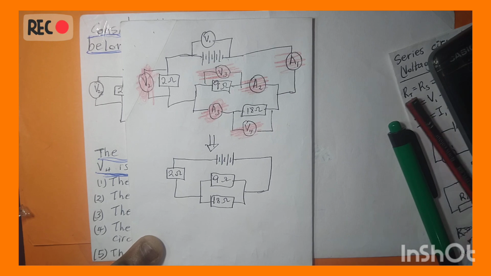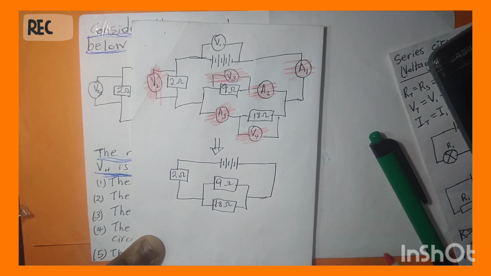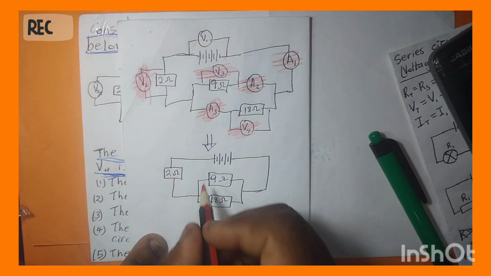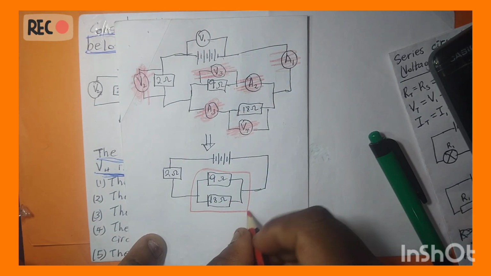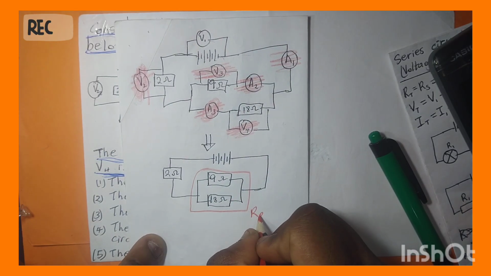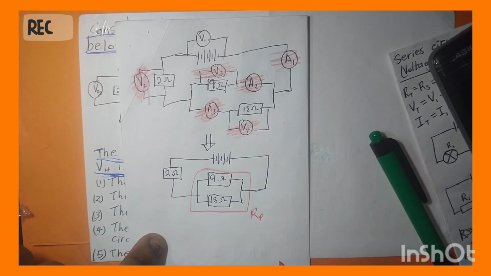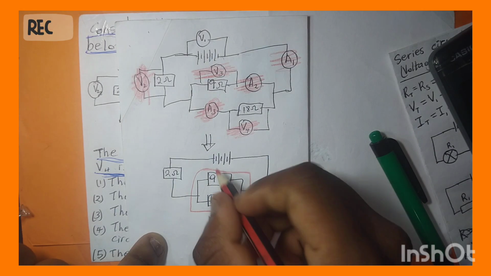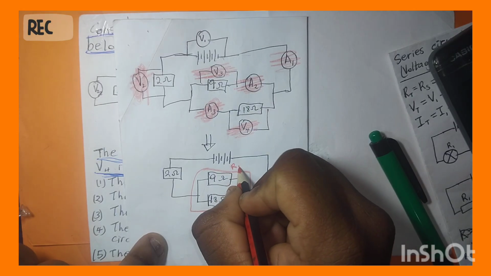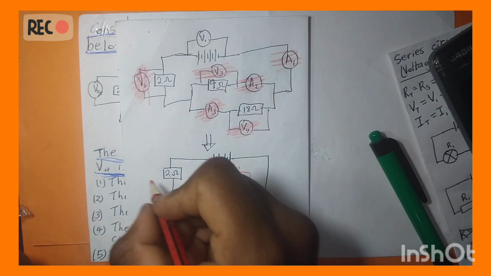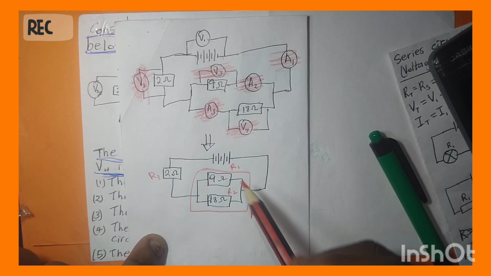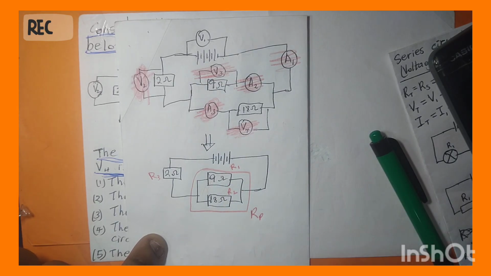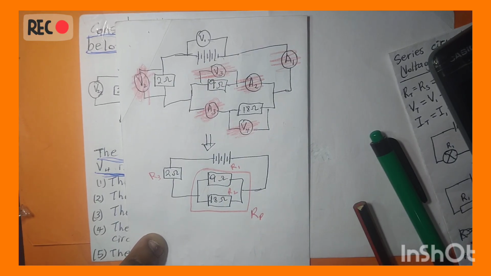Now it's easy for you to calculate the total resistance, because you can notice that those two resistors are in parallel, meaning that you will start by combining them together. This one you can name as resistor 1, this is resistor 2, this one is resistor 3. Do you see?